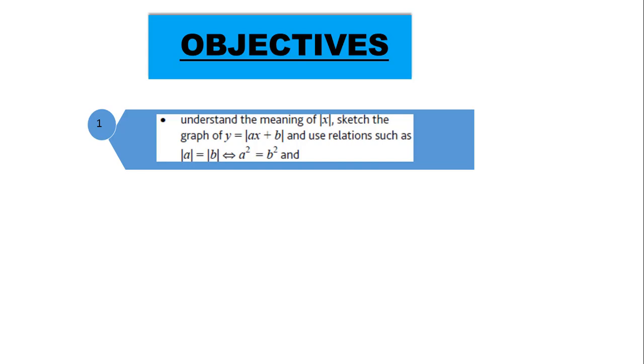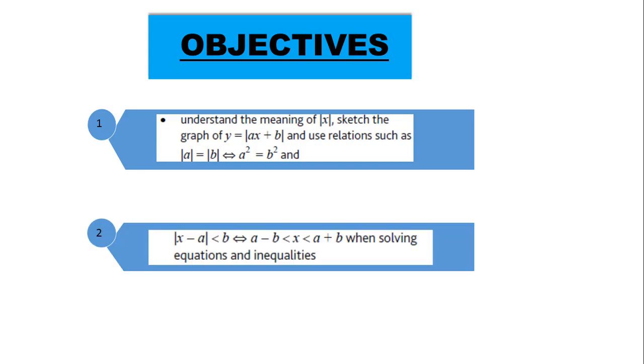plus b and use the relation such as modulus of a equals to modulus of b. This implies a square must be equals to b square, or modulus of a equals to b is equivalent to saying a square equals to b square. To solve equations and inequalities, when modulus of x minus a is less than or equals to b, it can be written as x is greater than a minus b and x is less than a plus b.